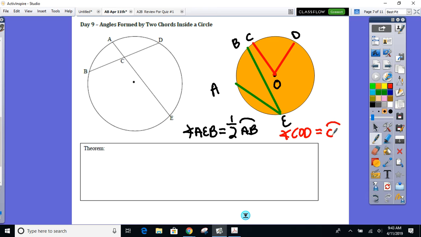It's equal to its arc, not half. So that's where we are right now. As far as angles that can be found inside the circle, that's where we are right now. There's one other type of angle that can be drawn inside a circle that we're going to talk about.